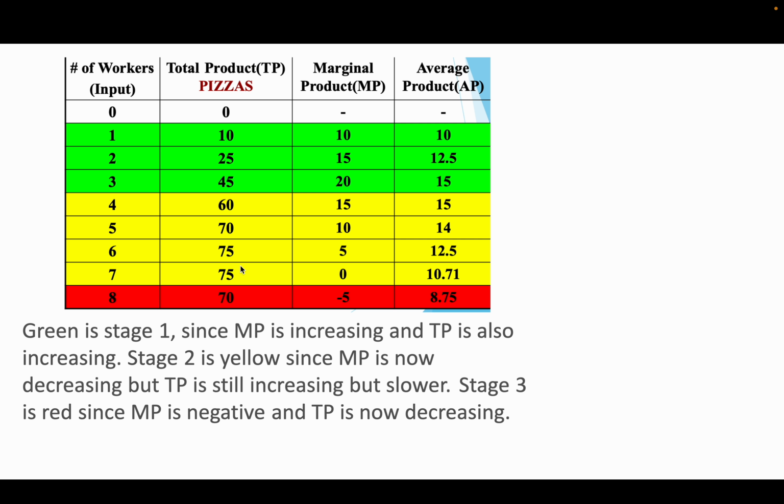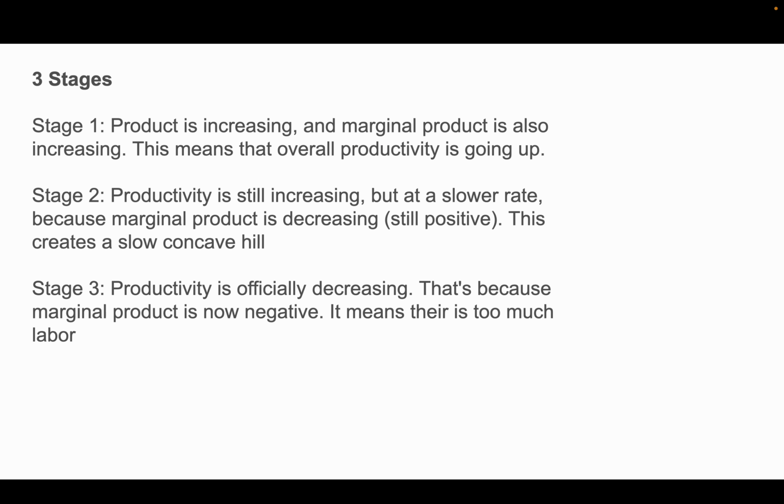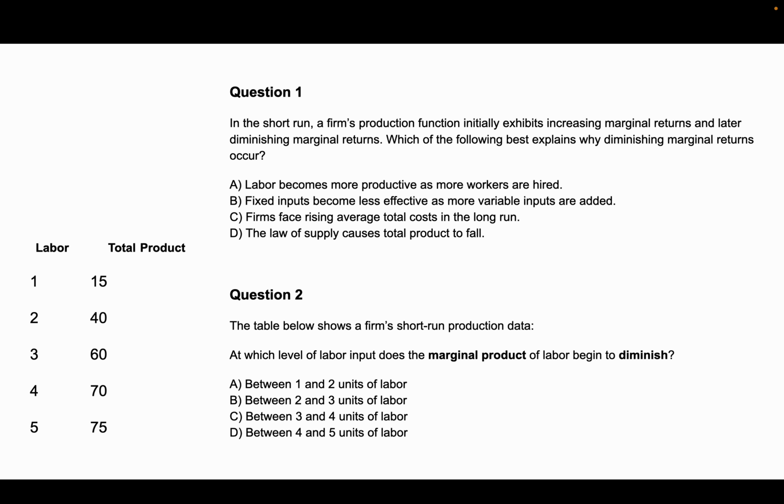Things are slowing down. And then at 8 workers, we go from 75 down to 70. So our marginal product is -5 because that's the change. And then we know this is the third stage because total product is decreasing and marginal product is negative. So those are how we indicate our 3 stages of the production function. So here are 2 different problems. Pause the video and try to solve them.